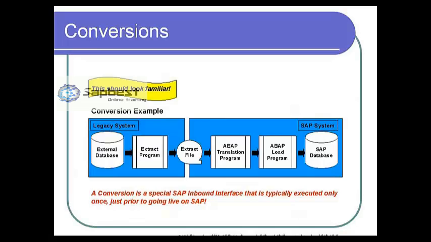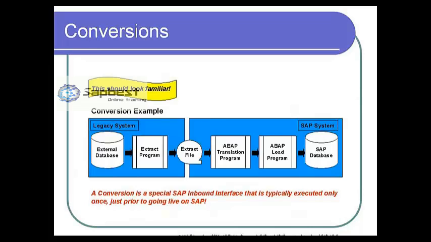You cannot simply copy and paste the data. There are some validations that should be performed. The data should be converted to SAP format. For example, in SAP, the material number is an alphanumeric value with up to 18 characters. In your legacy system, you could be using something else, right? So this has to be converted to a format that is used in SAP. So for those requirements, we'll be using these conversion programs.